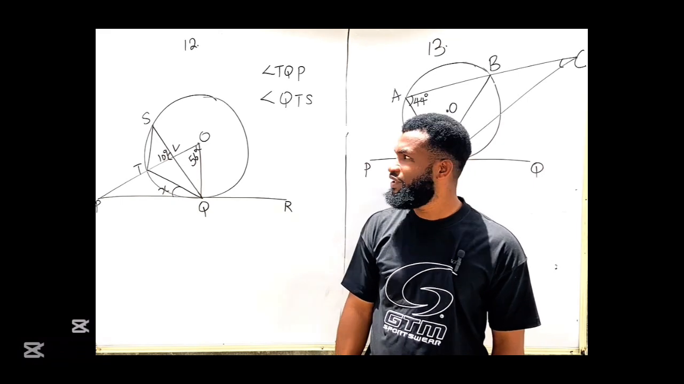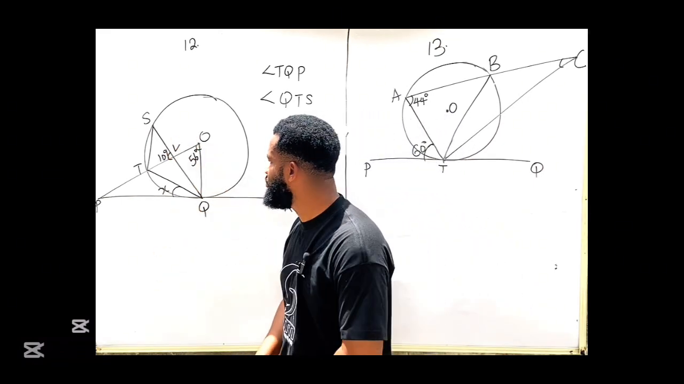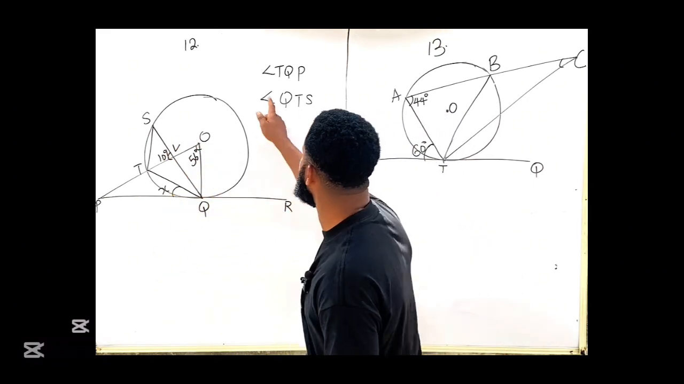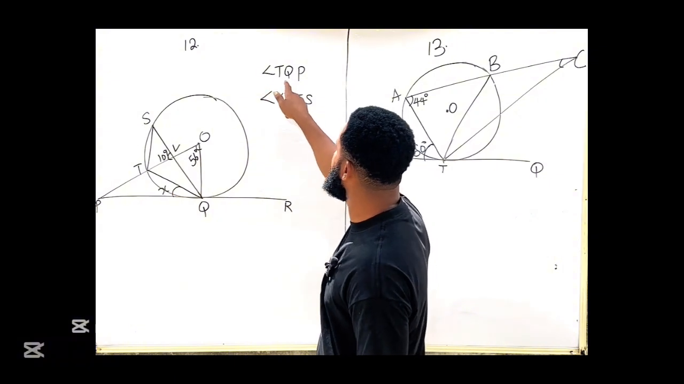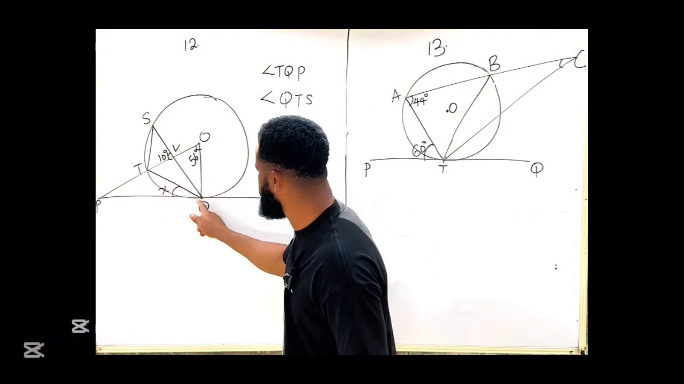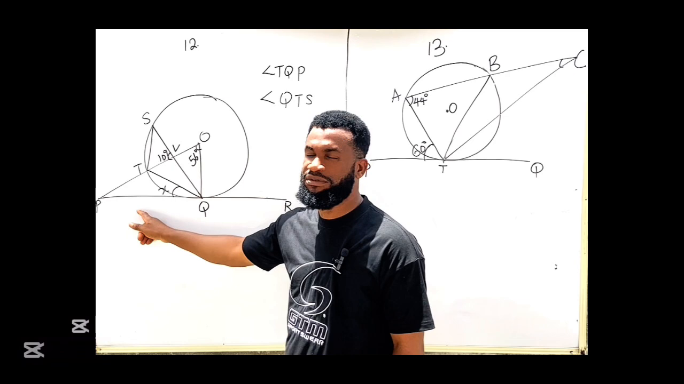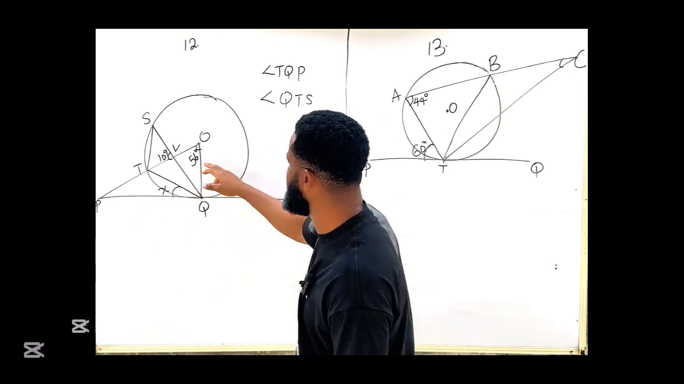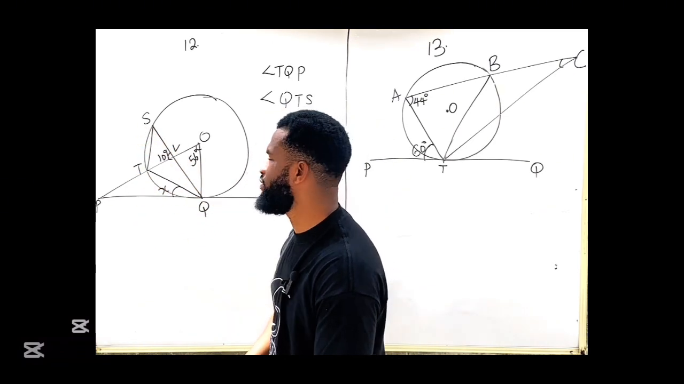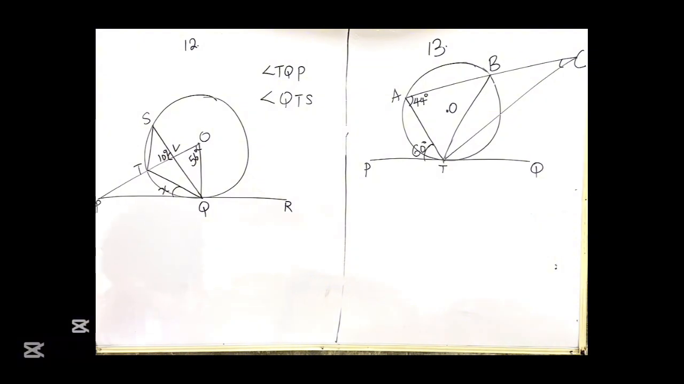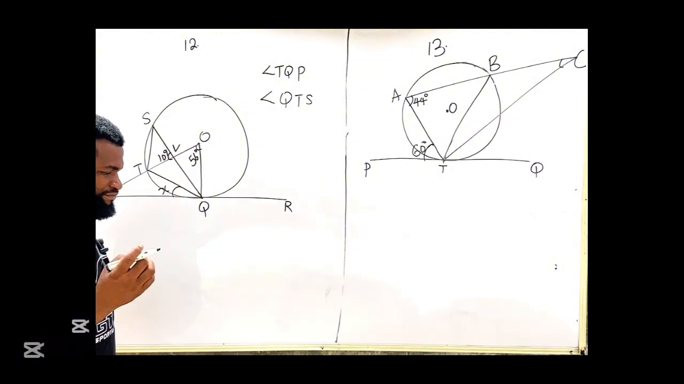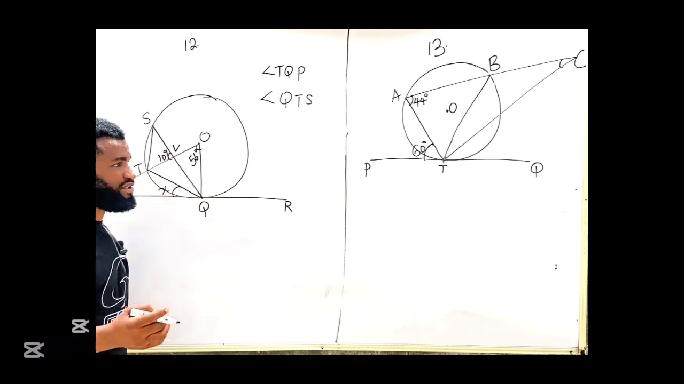So what we are going to say is, look at number 12. We are asked to find this value of x, which is TQP. The one at the middle is what we are looking for. Then we are asked to find QTS. All right. What I'm going to do is, remember there is one law called alternate segment.